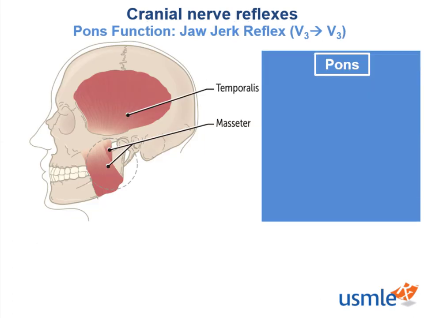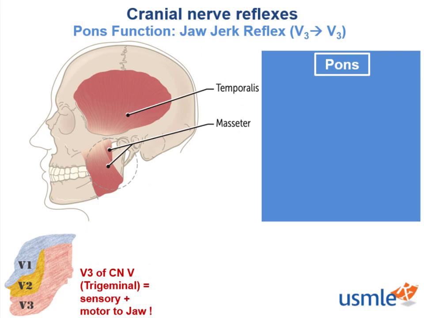The jaw jerk reflex assesses the health of the pons and uses the V3 or mandibular division of the trigeminal nerve for its afferent limb and efferent limb, which makes sense looking at this diagram for the trigeminal nerve. Importantly, and listen closely, the trigeminal nerve is sensory to the face and motor to the muscles of mastication or chewing. Move your jaw up and down and do a chewing motion. That is cranial nerve 5.